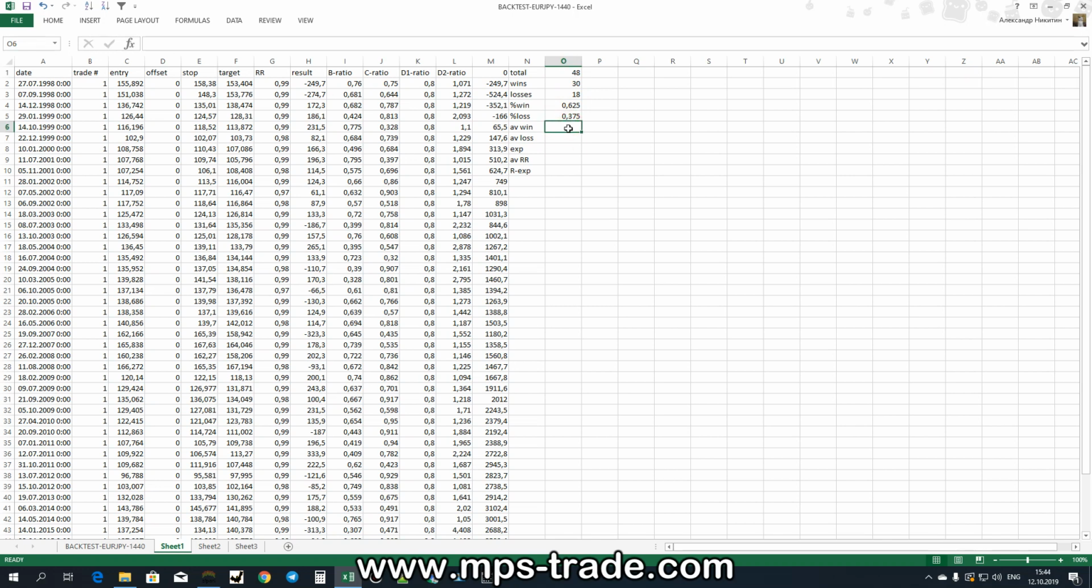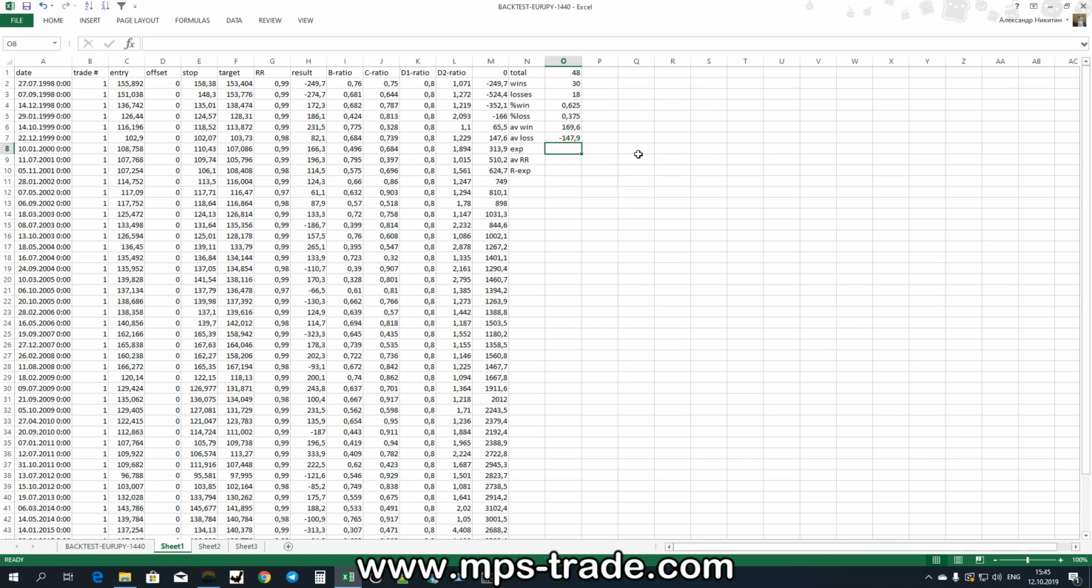So what is the average win and average loss? We should use this formula. It is AVERAGEIF within this range of results where we find more than 0. Okay, so what is the average loss? Control C, and we paste it here, Control V, and we simply change that to less than 0. So our average loss is this, our average win is this, expressed in pips.